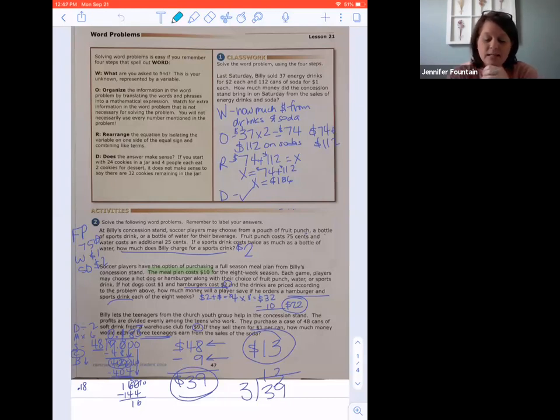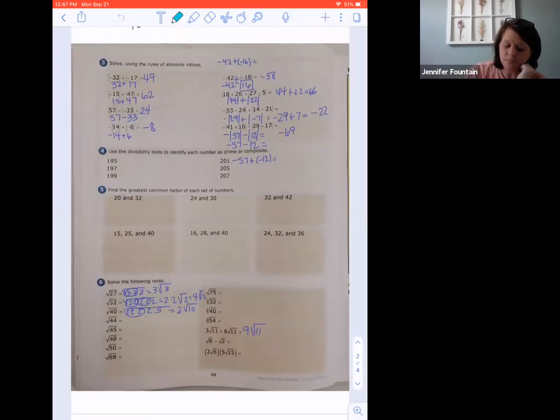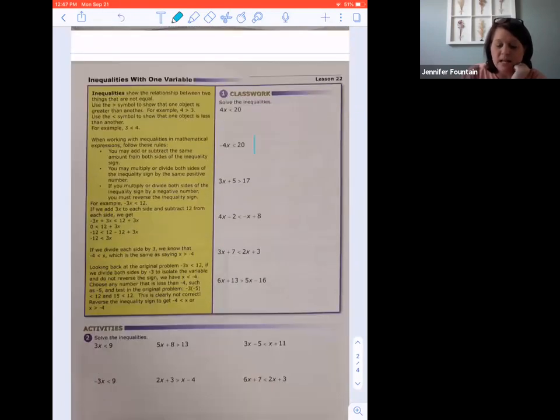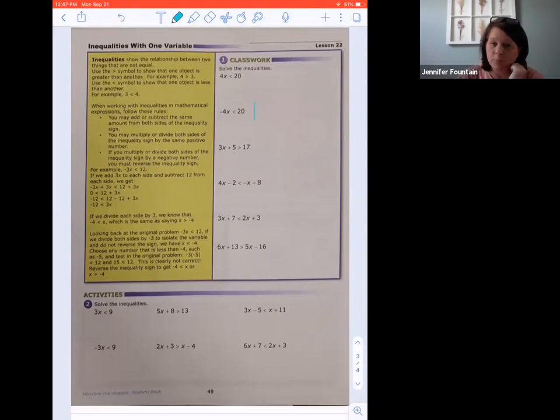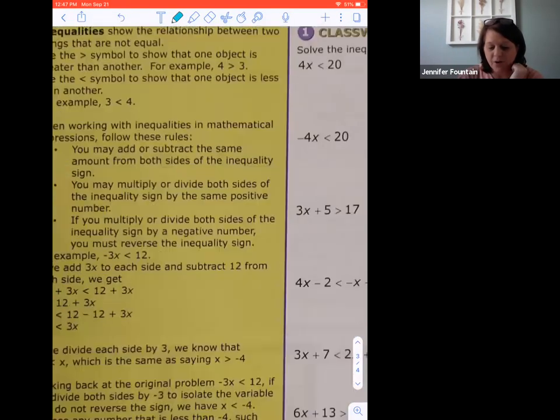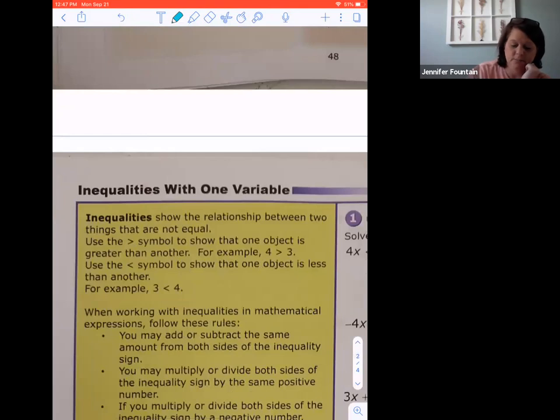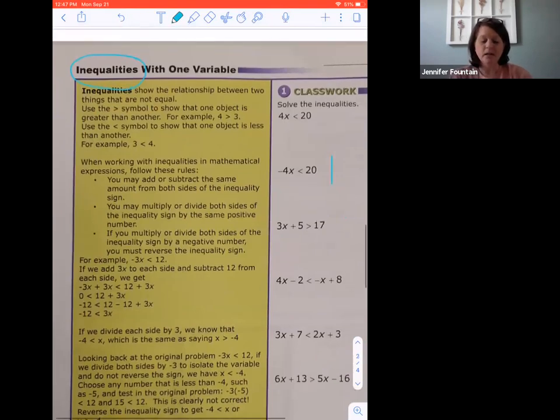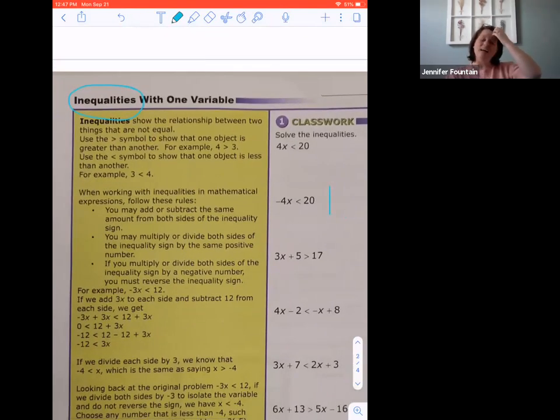Okay. So today we are moving on to lesson 22. We will scoot on over, and we are going to be dealing with inequalities with one variable. The key word here is inequalities. We've dealt with equalities, where we have an equal sign, but now we're going to talk about inequalities. I guess there are 5 types of what you could call inequalities.